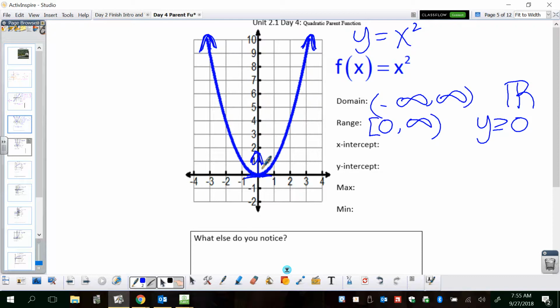What do you notice about that and the last graph? Same. The absolute value and this one have the same domain and range, but do they look the same? What's the difference? Absolute value looks like a V and this looks like a U. Other than that, they're pretty similar. What's my x-intercept? 0, 0. What's my y-intercept? Does it have a maximum? No. Does it have a minimum? Yes. What is it? 0. The point 0, 0. Does it have an asymptote? No.